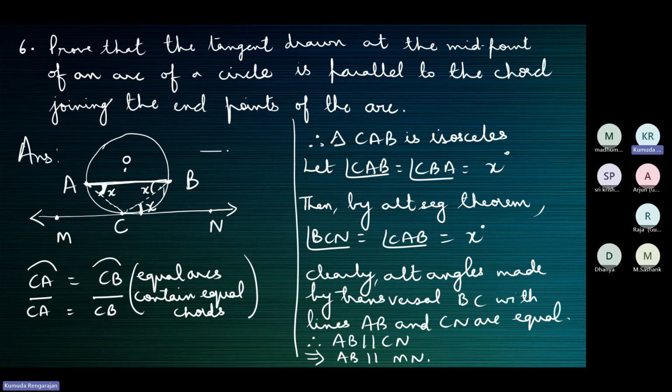Now you see, this is the chord transversal and this is the tangent. And you can see this is X. This is also X. Alternate interior angles are equal. That means the chord is parallel to the tangent.